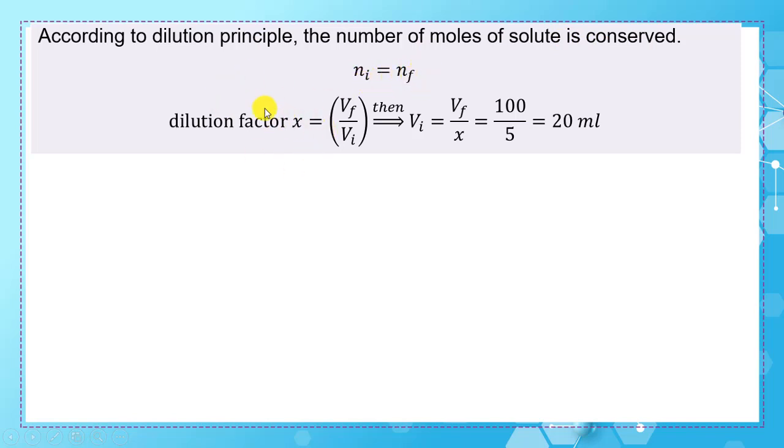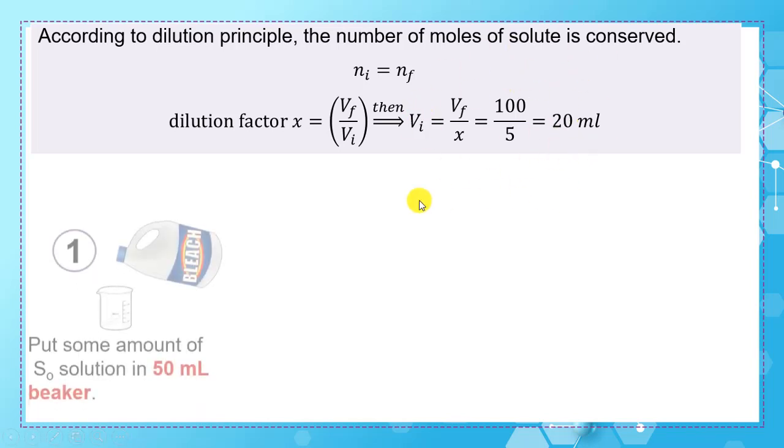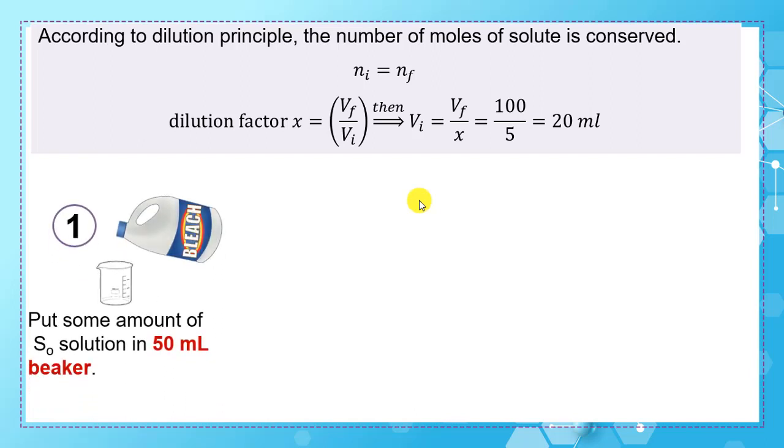Therefore, the dilution factor, which is the number of dilution times, is equal to the volume final over the volume initial. Because the number of dilution times is given, it is 5, and the volume final is also given, it is 100 ml. Therefore, we can find the volume initial that should be withdrawn from the commercial solution. It will be equal to 20 ml. Therefore, we write the experimental procedure.